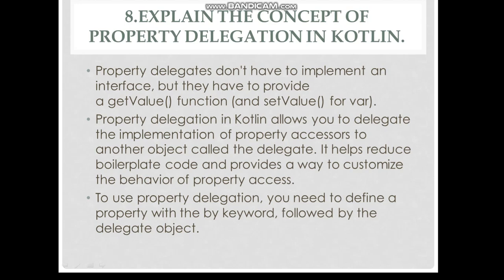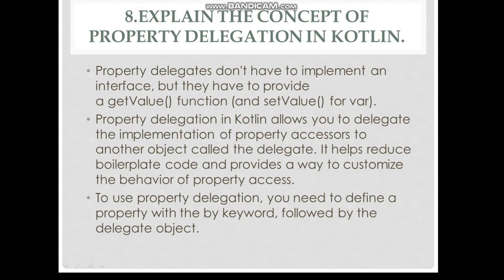Okay, so it is mentioned property delegates don't have to implement an interface, but they have to provide a get value function and set value for var. So get value and set value methods; if it is val, that will be only the get value method. Okay, property delegation allows you to delegate the implementation of property access to another object called the delegate. It helps reduce boilerplate code and provides a way to customize the behavior of the property.